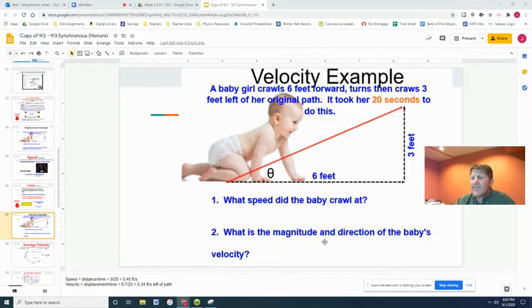Okay. What is the magnitude and direction of the baby's velocity? So now for velocity, once again, we're going to talk about displacement. The displacement here was 6.7 feet, and the time was 20 seconds. So 6.7 divided by 20 is going to give us 0.34 feet per second, and again, to the left of the original path. So we have to give the numerical value, the magnitude of the speed, in this case 0.34 feet per second, and then also the direction to make it a velocity, and that is to the left of the path.